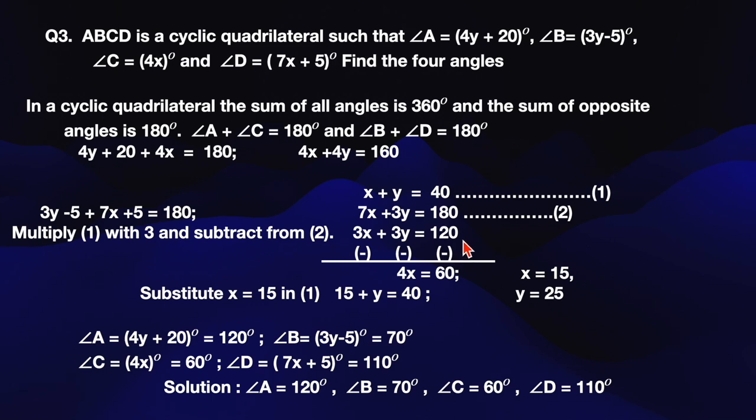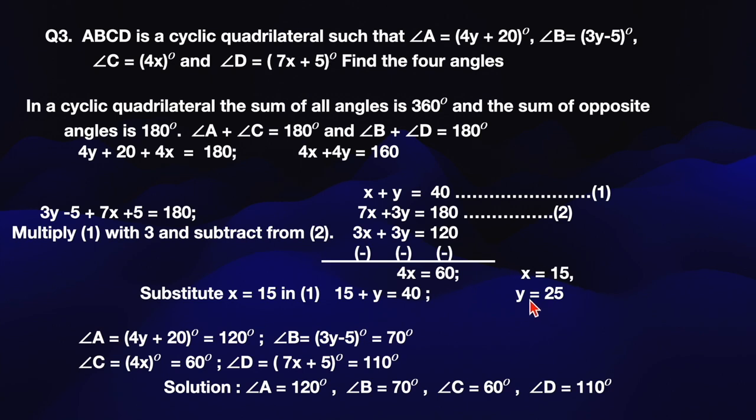Now we are going to do elimination. So I am going to multiply this equation with 3. Here 3x plus 3y is equal to 120. Change the sign, add, I get 4x is equal to 60. Substitute and you get the value of y.